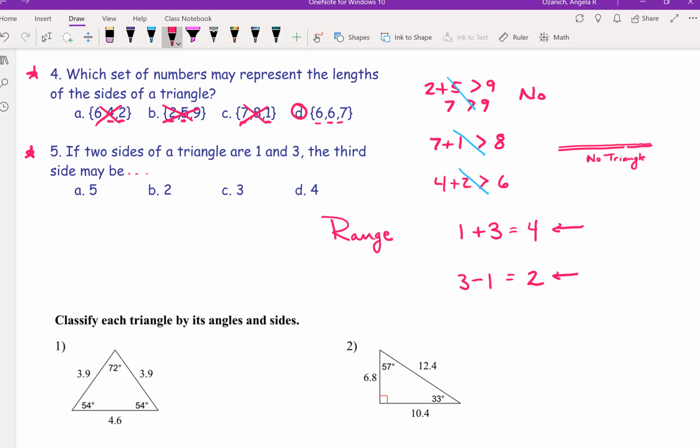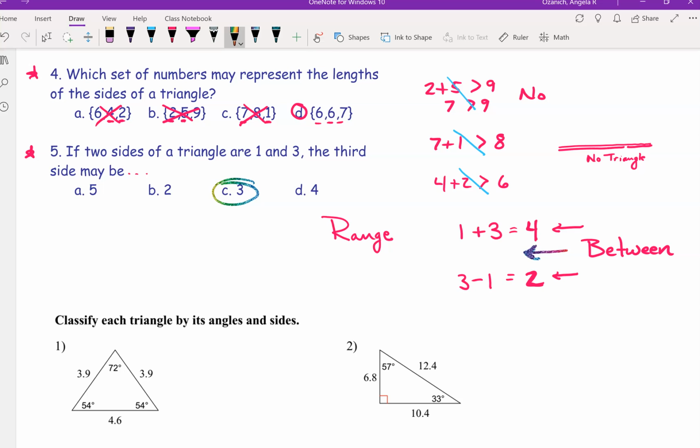Otherwise we get this situation where you don't have a triangle, you just have sides laying on top of each other, kind of covering one another. So it has to be between, okay? And betweenness does not include 4 and 2. It only includes numbers that are right here in between 4 and 2. So as we look at our choices for the possibilities, it looks like a choice of 3 would be our only possibility.